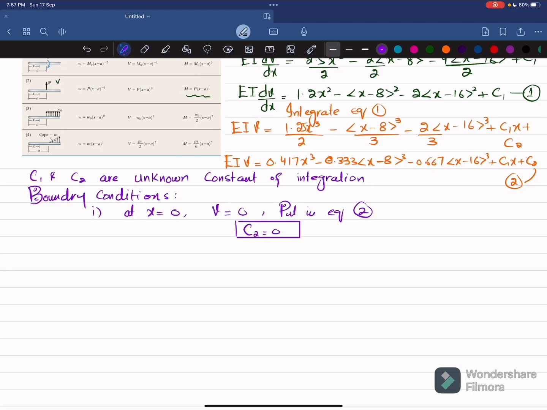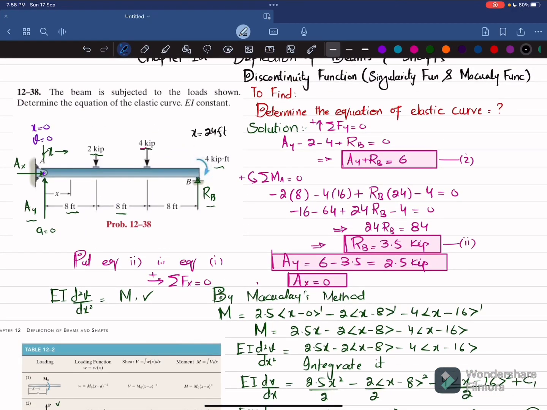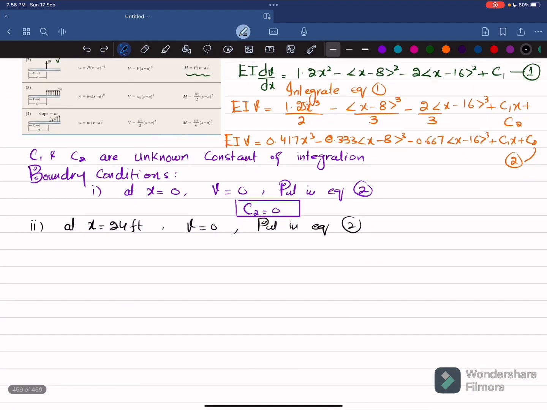Now we'll use the second boundary condition. And what is this second boundary condition? The second boundary condition is that at x equal to 24 feet, we have deflection equal to 0. And we will also put it in equation number 2. But let me show here, x is equal to 24 feet. So we have deflection equal to 0 because there is a support at this point. Okay, so you will put it in this formula.